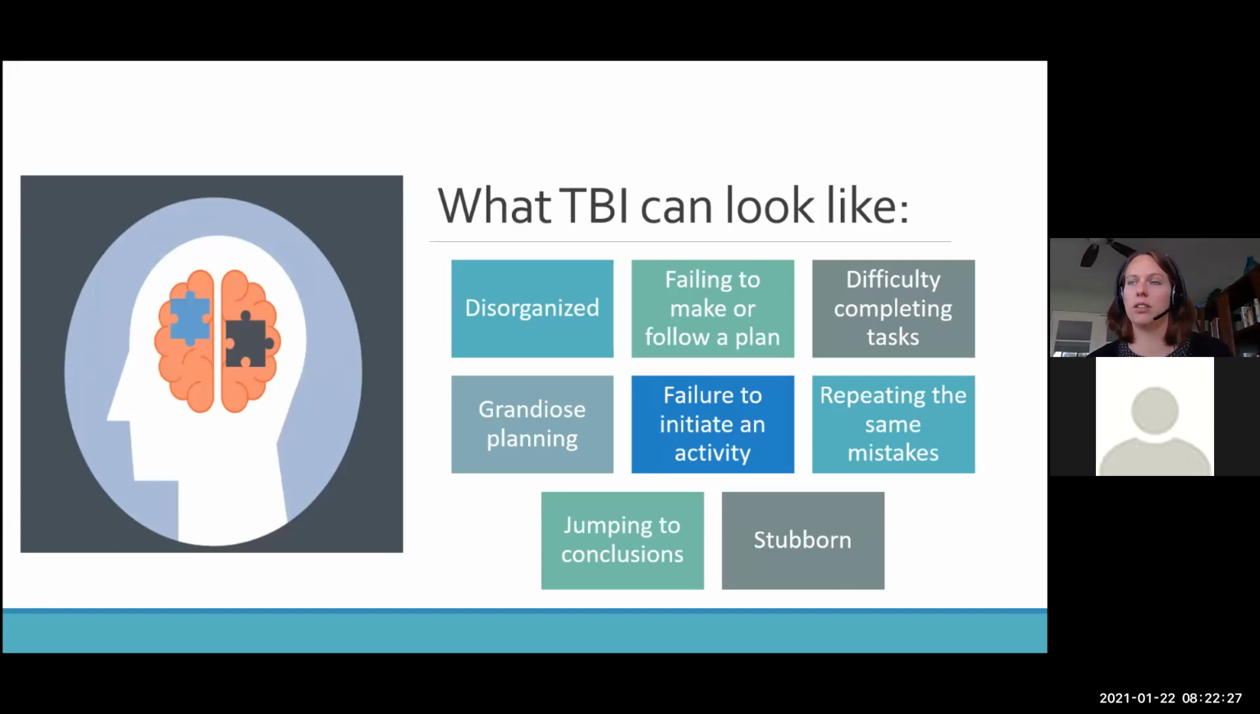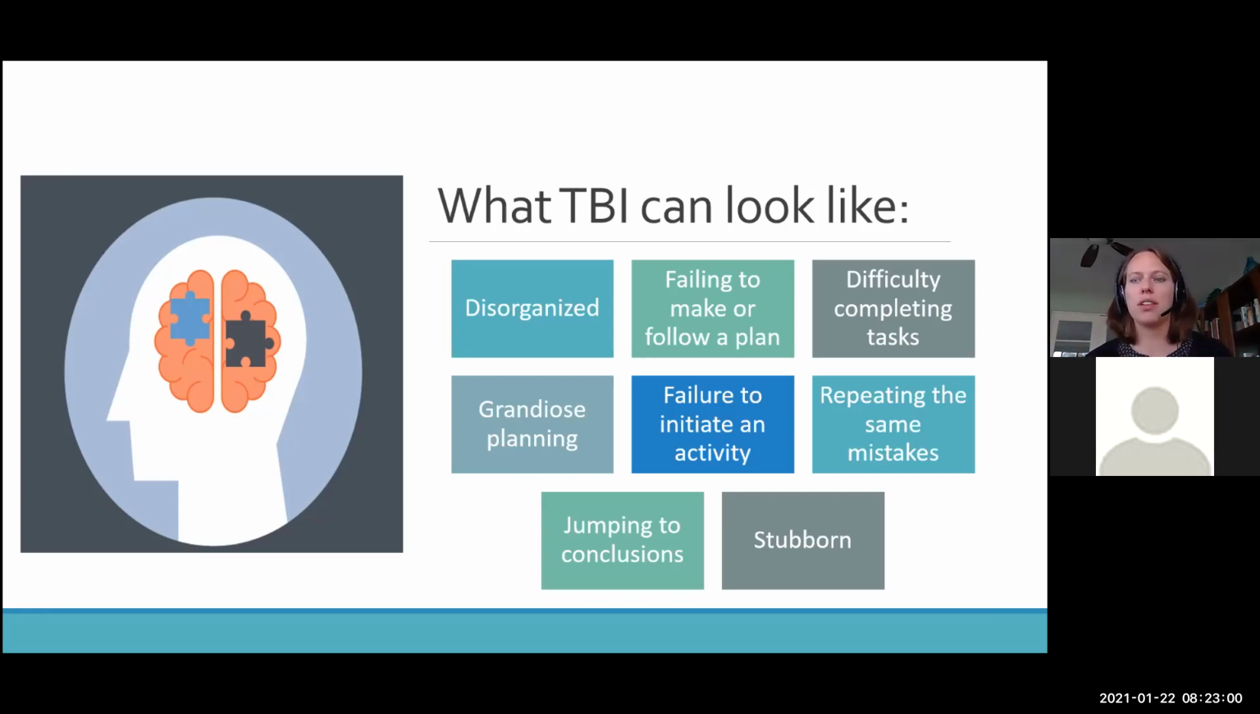So what can TBI look like? And the words up here, these are not positive descriptor words, right? But these are words that we might hear in clinical settings, especially if we don't know that somebody has a TBI. They might be described as disorganized, grandiose, stubborn. They jump to conclusions. They can't get started on something. They can't finish something. They say they're going to follow the plan, like, yeah, I've got it, I'm going to take care of A, B, and C. And then next time you see them, there's been no movement forward. These are all the things that TBI can present as.